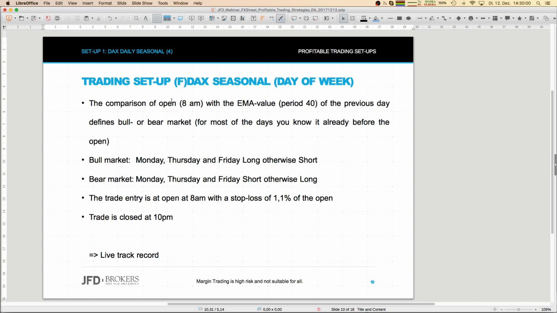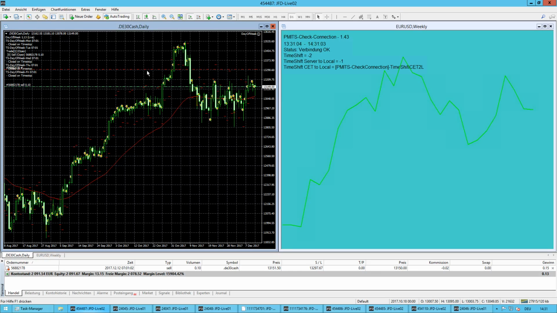Let me first look at the chart of today. You see the red line, that's the EMA. The open was far above the red line. Then what day of the week do we have? Okay, today is Tuesday. Tuesday is a reversal day. That means we are in a bull market. On Tuesdays we open a short trade. And you see exactly that here. There's a short trade running. The stop loss is set 1.1% away from our entry. And all we have to do is wait for 10 o'clock. If the stop loss is not reached, then we close the trade anyhow.